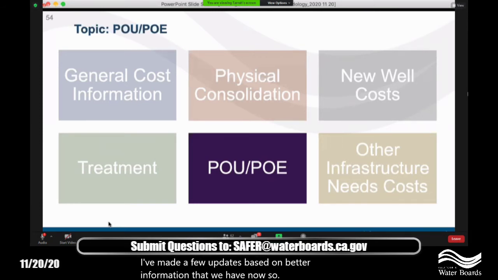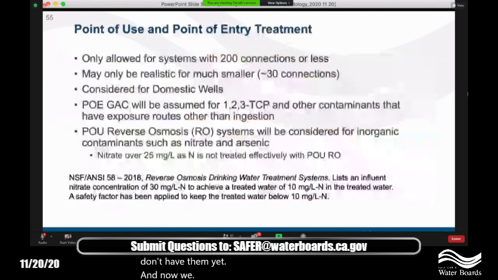And then the other infrastructure needs costs, last time we presented, it was just sort of a, hey, we'll be presenting these in the future, but we don't have them yet. And now we have them. So that's what we're going to cover.